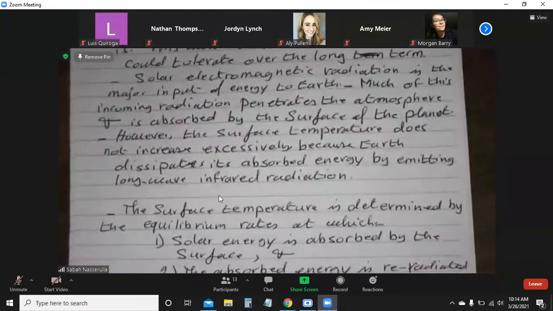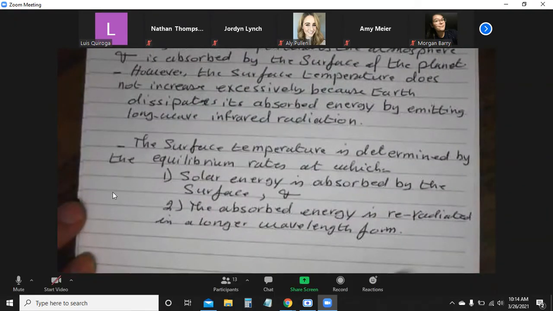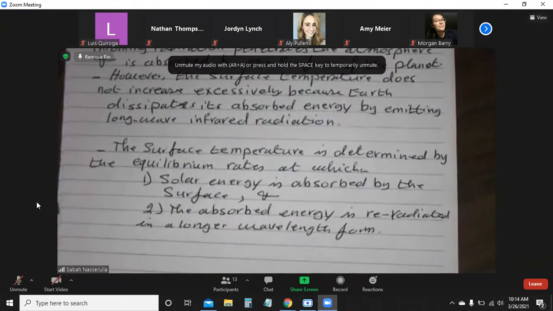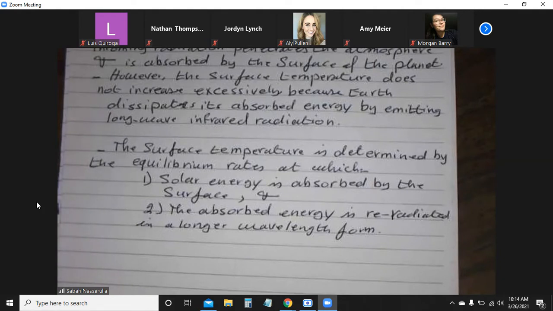Now, of course, I'm going to mention the other two points here. Of course, if the atmosphere were transparent, which is not the case, all the long wave infrared radiation would travel unabsorbed. But of course, this is not the case, and that's what results in what is known as the greenhouse effect.